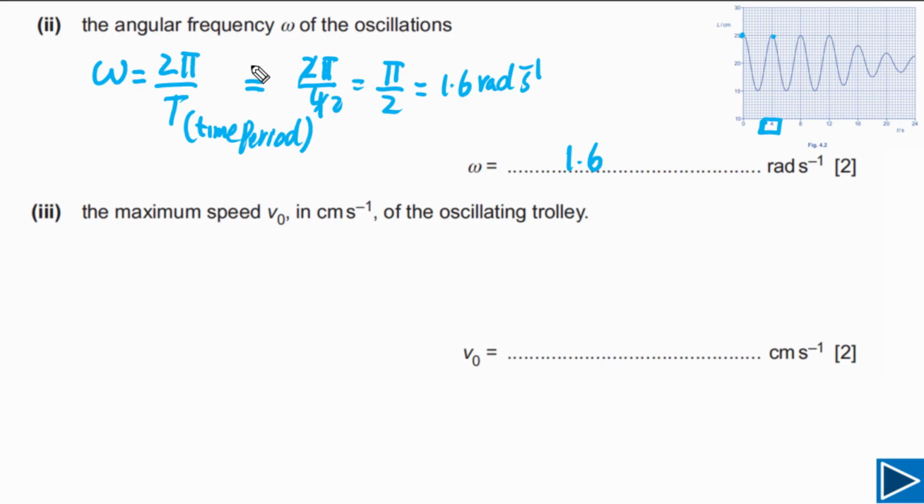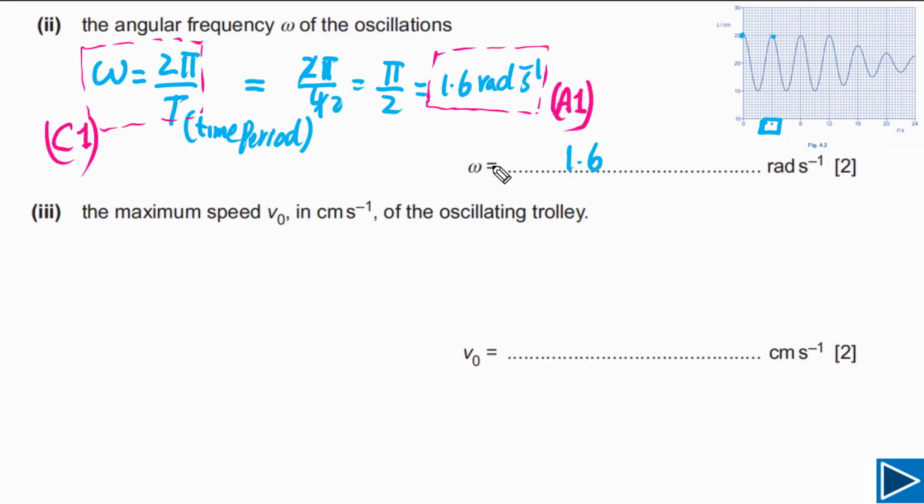This question has 2 marks. The first mark you will get if you have written the right formula, meaning you have written this formula, you will get the first mark, and that is the C mark. You will get 1 mark. And the second mark you will get if you have got the right answer. If you have got the right answer, you will get in fact 2 marks for this question. But if your answer is wrong, you have written this formula, still you will get 1 mark.